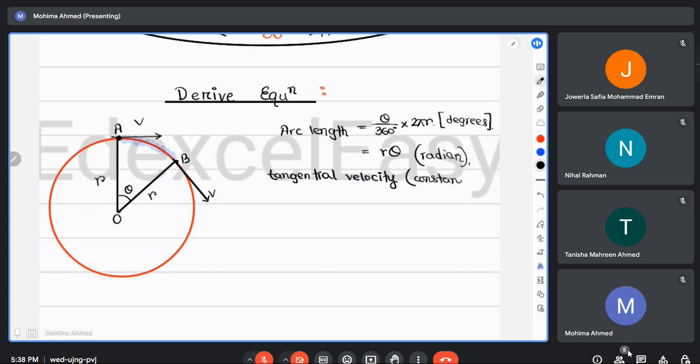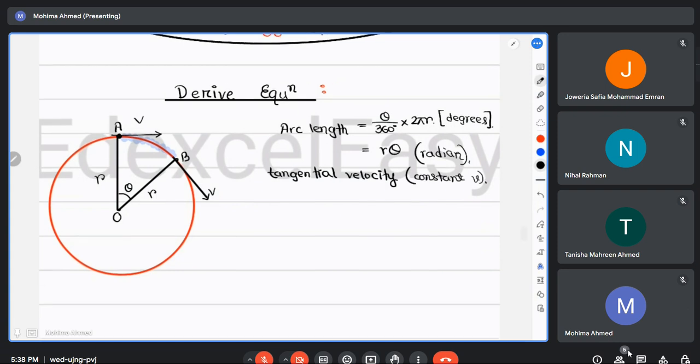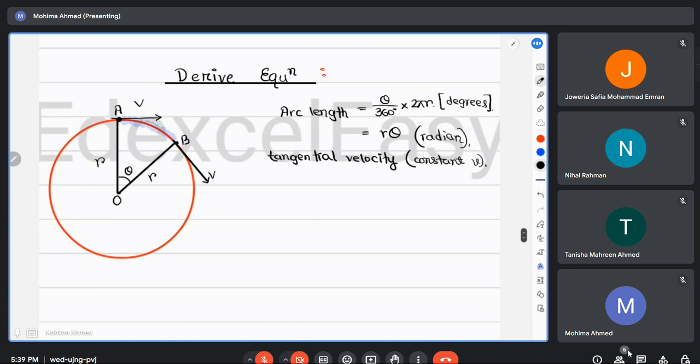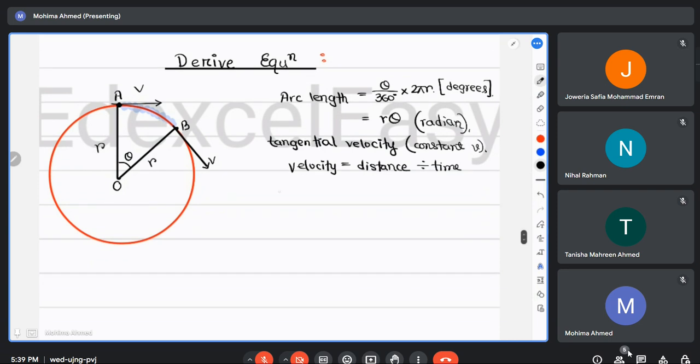Which is considered as constant velocity. But this tangential velocity, as it is moving with constant velocity, I can use my old linear velocity. This velocity is equal to distance divided by time, right?